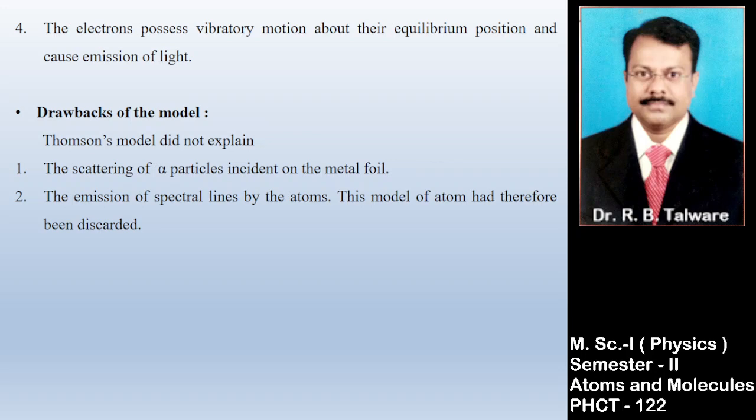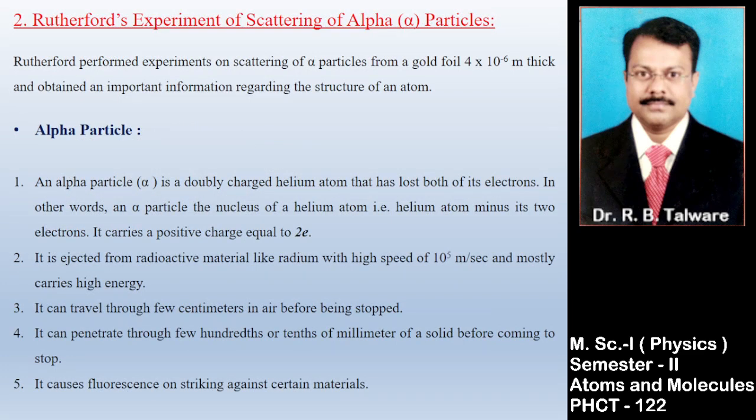This model of atom had therefore been discarded because it does not give any information about the atoms, electrons and neutrons. That's why this model has been discarded. Now, the next model is Rutherford's experiment of scattering of alpha particles. This is the second model.